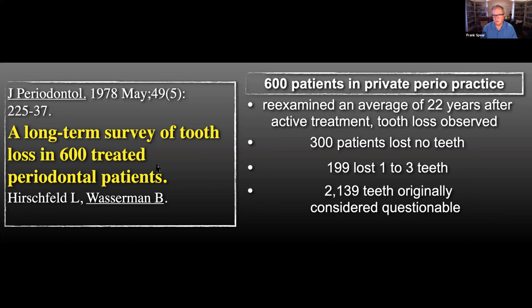And of the total 2,139 teeth originally were questionable. In other words, both of them agreed they didn't think the teeth would make it. And of those 2,000, 66% actually were lost after 22 years. So periodontally, teeth with periodontal disease actually do much better if they're in active treatment than we typically think they do.